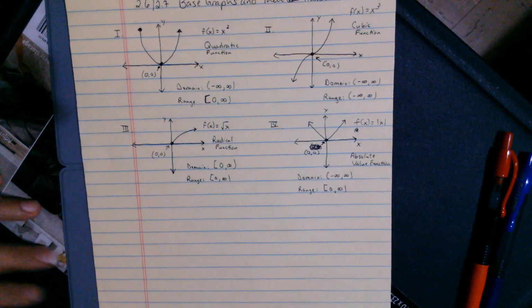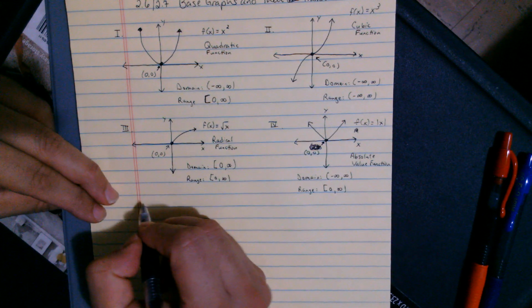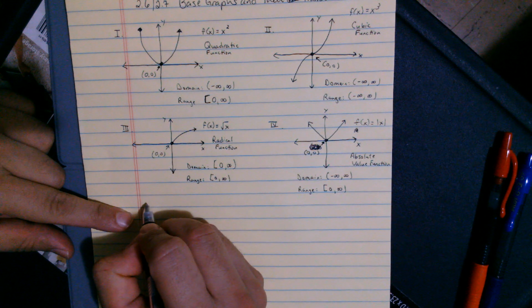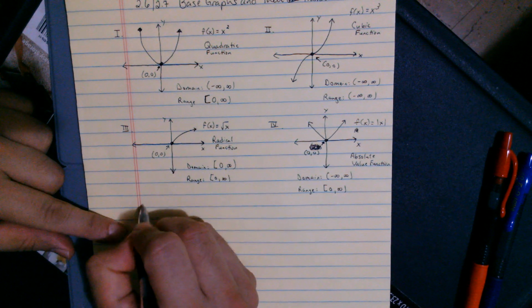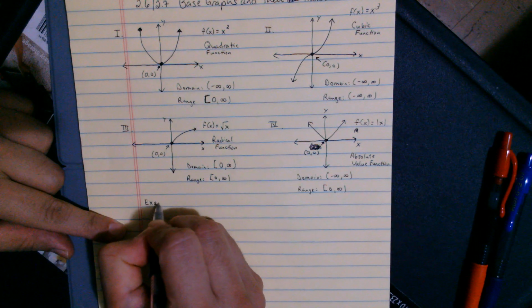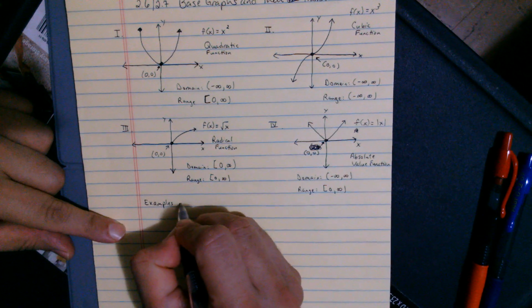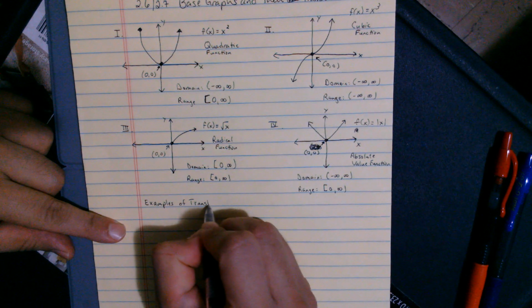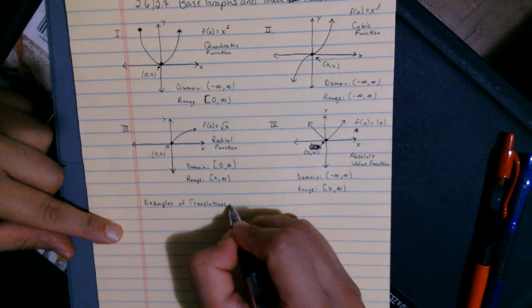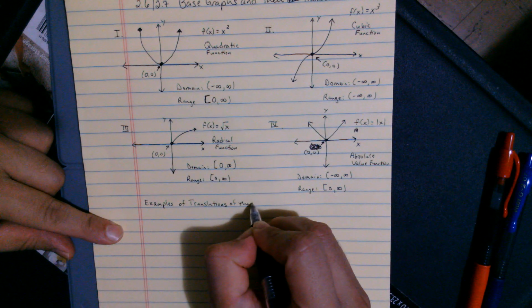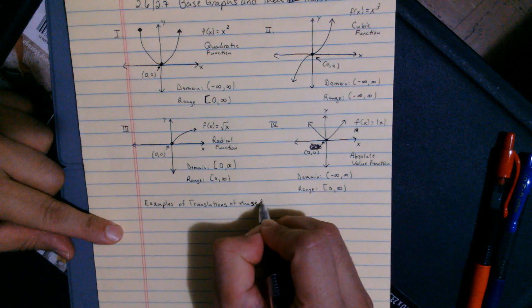So in essence, there are 4 translations. I don't want you to get caught up in formulas, but let me give you an example or examples of translations of these base graphs.